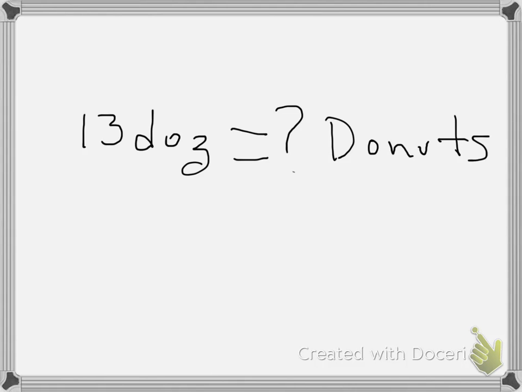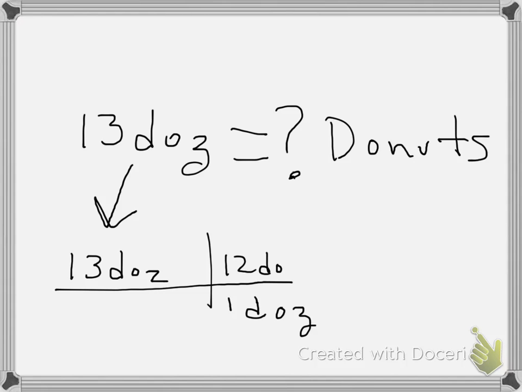13 dozen is how many donuts? Start with your given, set up your factor, making sure that the word dozen cancels on the top and the bottom, and then it's easy enough to do the math. 13 times 12 divided by 1. That's it. But don't worry, you're going to get lots of practice.